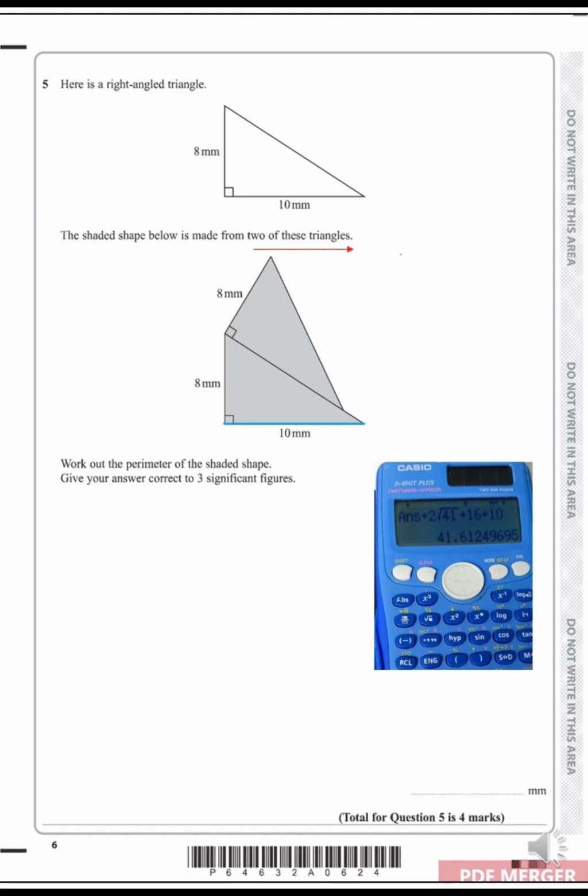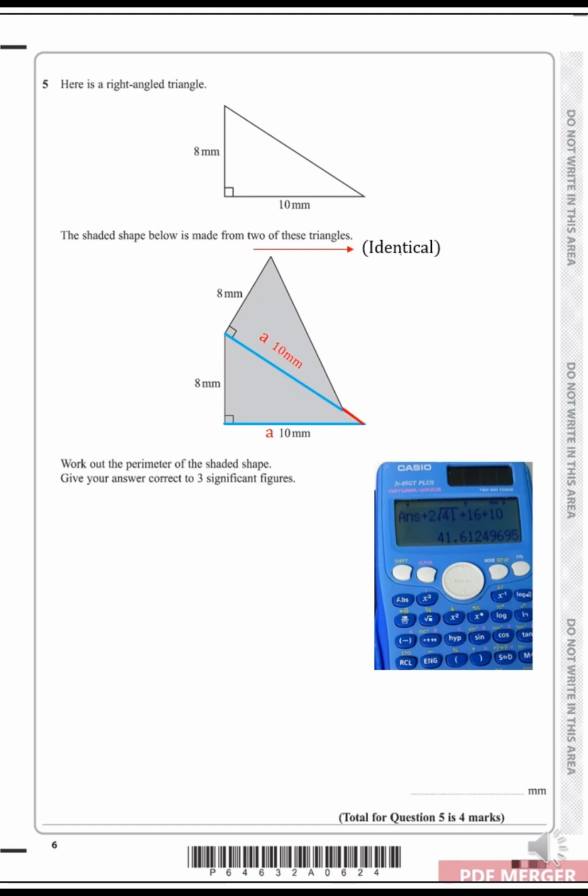So we know that the shape is made from 2 of these triangles, which are identical. Notice that the height for both of the triangles is exactly 8 millimeters. Now the question is asking to work out the perimeter of the shaded shape. So let's label everything we know so far. So if the bottom triangle's base is 10 millimeters, the top triangle, A, is also equal to 10 millimeters.